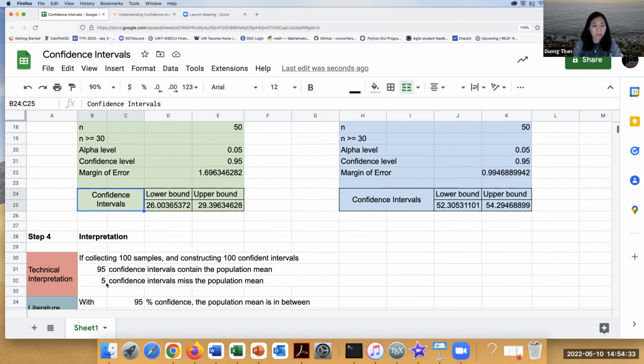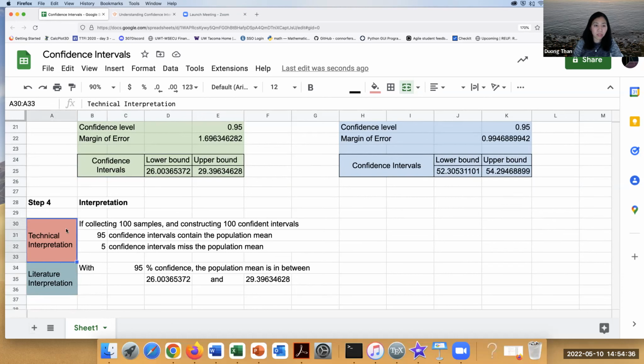There's a technical interpretation that you want to pay attention to: what does it mean when you have an alpha level of 0.05 or a confidence level of 0.95? It means if you collect 100 samples and you construct 100 confidence intervals, then about 95 confidence intervals contain the population mean, and about 5 confidence intervals will miss the population mean.